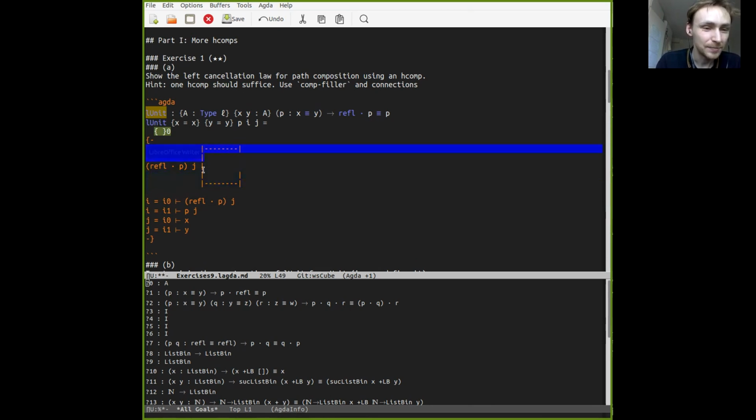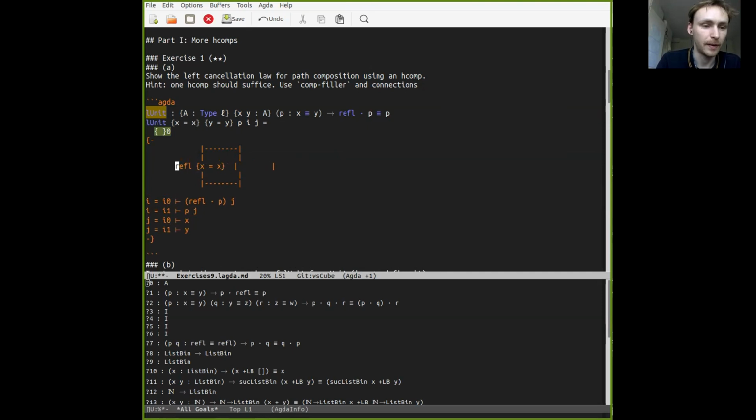Beautiful. So on the left-hand side here, we have refl composed with P. On the right-hand side, well, what does it say? Sorry, and I'm lying to you again. I said that J was going up. So when J is 0, it's X. So actually this side is just refl X, right?